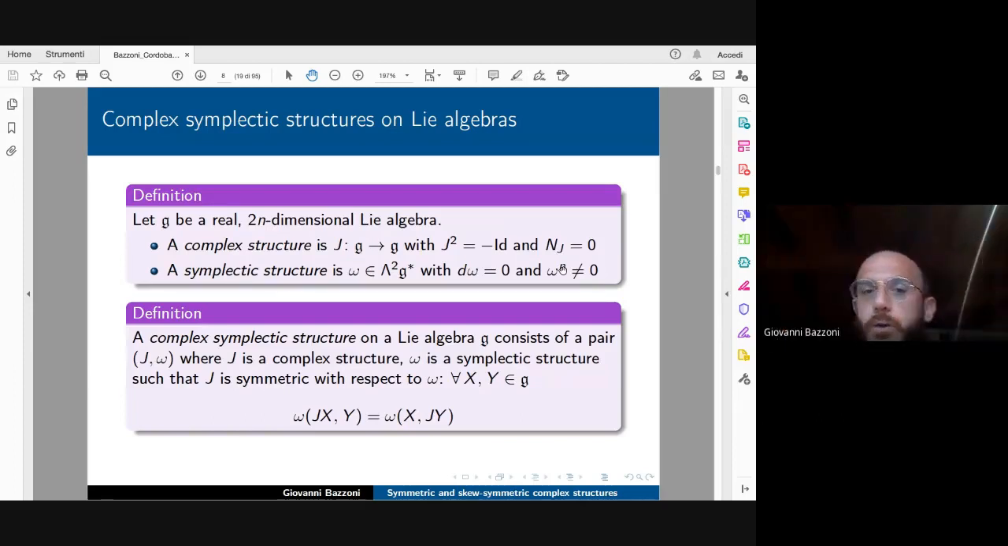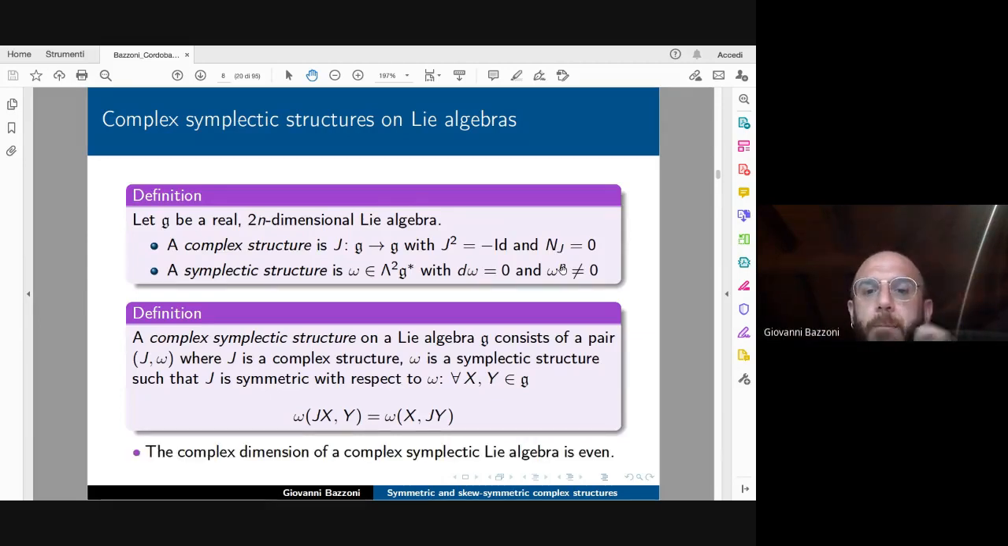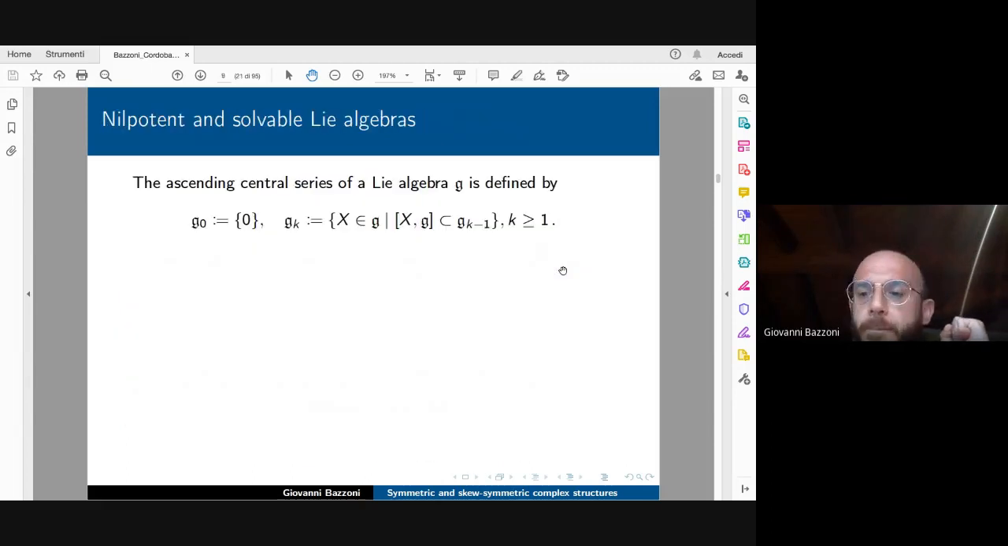Of course, we could also have a completely equivalent definition with (2,0)-forms on g, but we prefer to work in this setting. Notice that, as happened for manifolds, the complex dimension of a complex symplectic Lie algebra is even. So these Lie algebras have real dimensions which are multiples of 4. We focus on nilpotent and solvable Lie algebras.